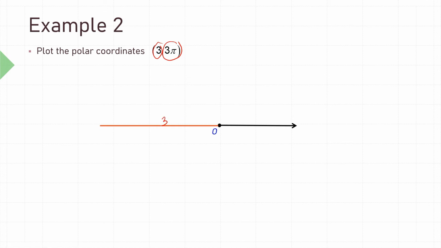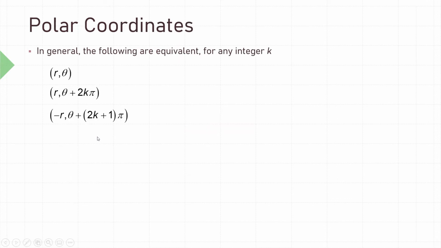So this is 3, but the angle that is made from the polar axis is actually 3 pi, because pi plus 2 pi, right? So this is the coordinates, that one is angle 3 pi, and this is the coordinates 3 pi.